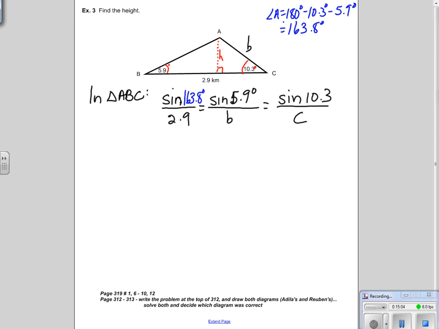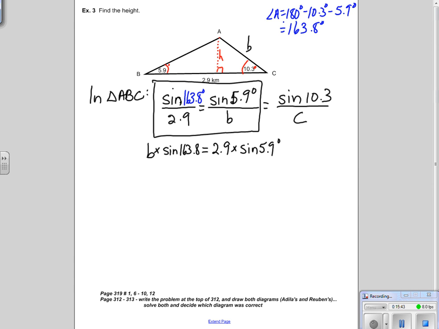Okay. It doesn't matter which of those two sides that I find. I could use either the little b or the little c to find the height. So just because they're proximate, I am going to use these two. This ratio will allow me to solve for b. So our variables on the bottom, we're going to need to multiply both sides by b and by 2.9 to get rid of our division. So we have b times sine 163.8. And when we multiply both sides by 2.9, I have 2.9 times sine 5.9 degrees. One more step before I touch my calculator. I'm going to divide both sides by sine of 163.8. And when I type that in for side B, B is 1.07.